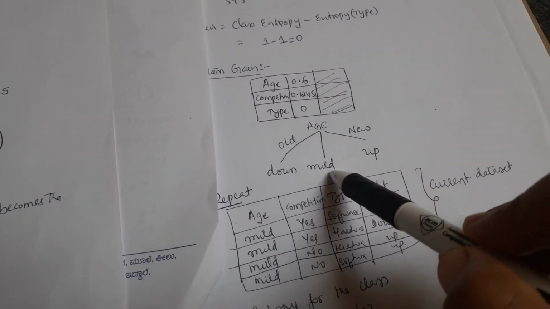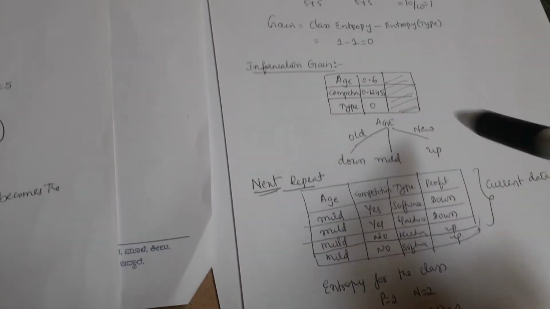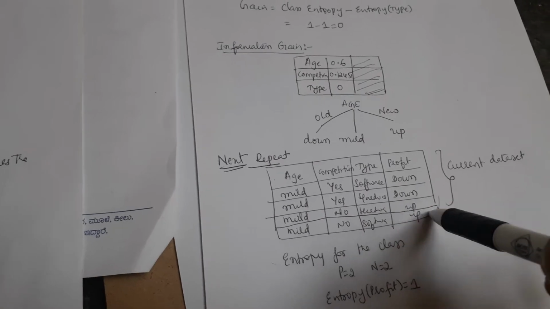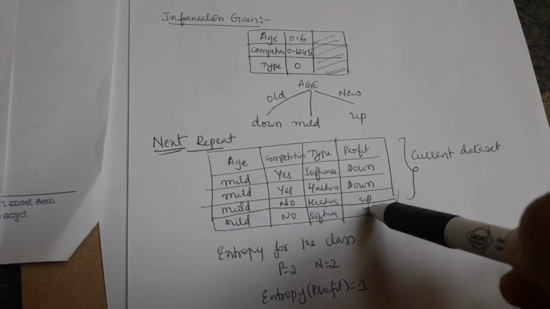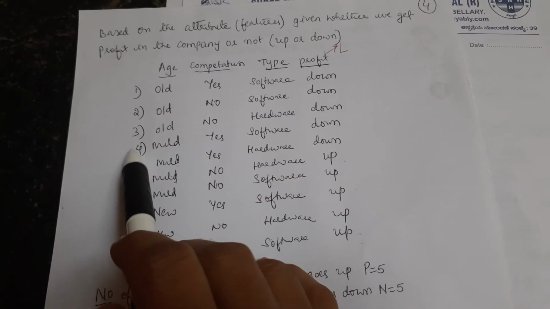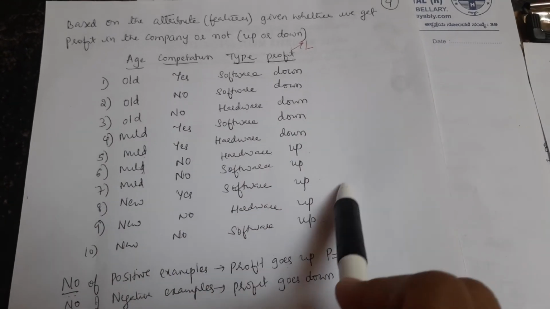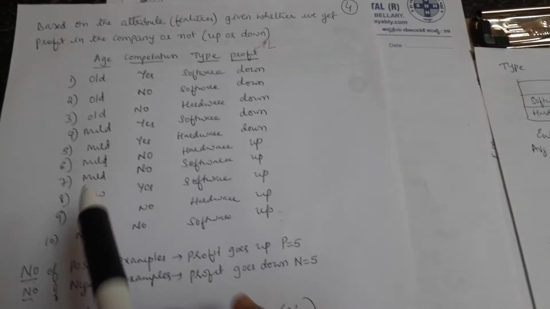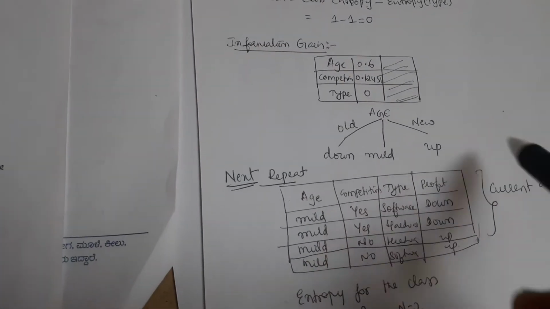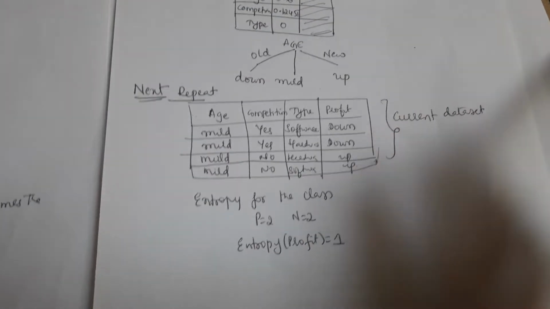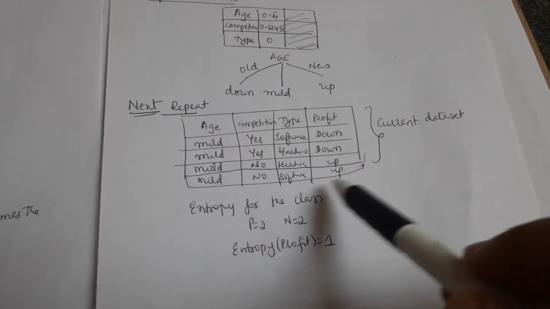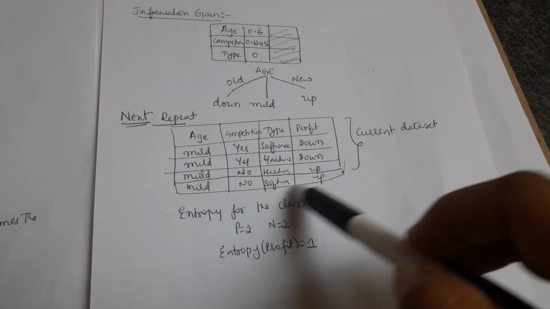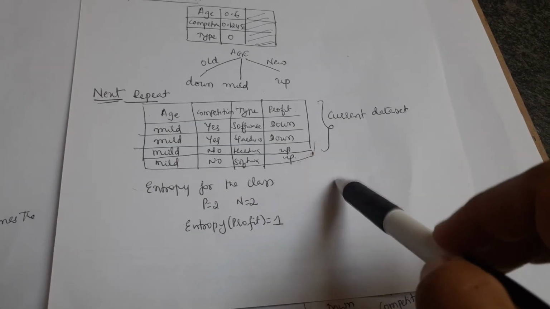So for mild, in the next step we have to repeat once again. So now my current data set is mild. Here you have to extract only mild. That is all these 4 tuples, 4 instances, you have to extract and take down here and calculate. This is my current data set. You have to repeat from the first. This is my current class. The entropy of the whole class you have to calculate.